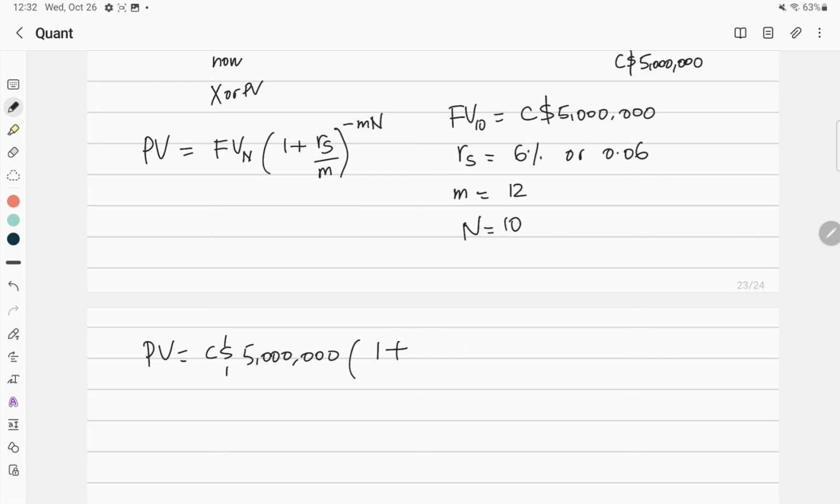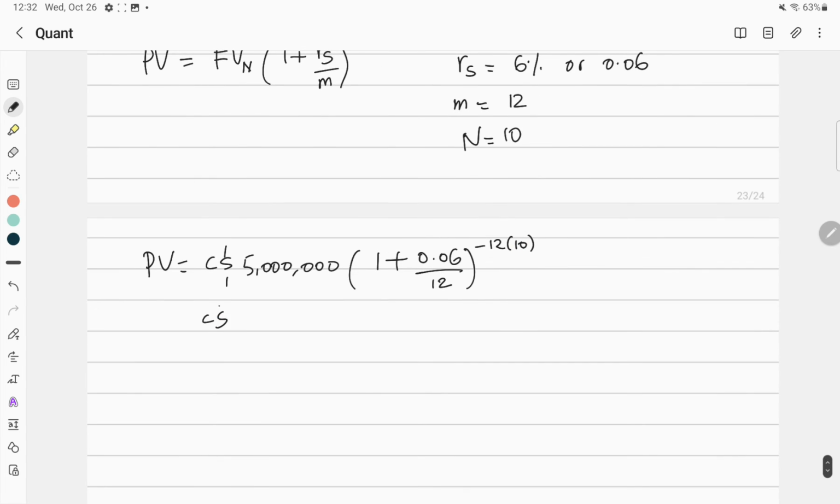multiplied by 1 plus the stated annual interest. The GIC people said, we're going to pay 6% interest per annum. That's the interest rate they state, which is why the s means stated annual interest. So that's 6% divided by the number of compounding per year. It's compounded monthly, 12 times a year, which means they are going to pay interest on this 5 million 12 times a year, raised to minus mn, where m is of course 12 and n is of course 10.